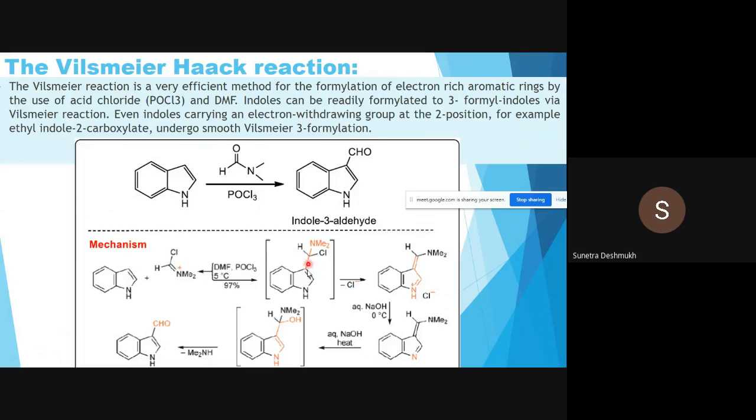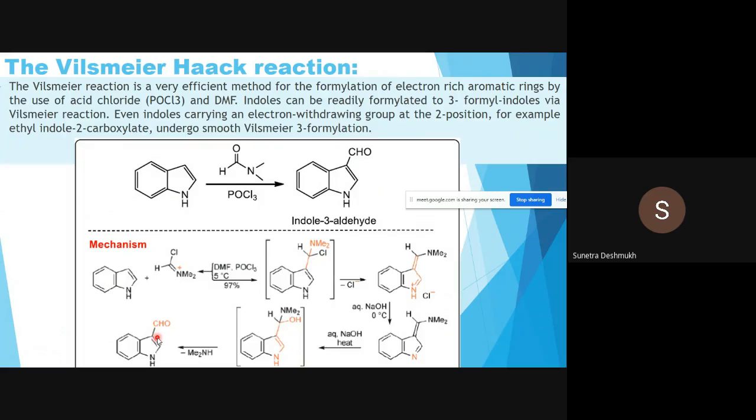Once we have generated the carbon single bond, we can do further elimination or addition reaction. The mechanism is explained over here, how the carbon-carbon double bond is forming. Then we have to do the hydrolysis, and the hydrolysis gives this CHO. So for the mechanism, first you have to write down the synthesis of the Vilsmeier-Haack reagent, the preparation of this reagent, and then you have to react this reagent with nucleophilic indole in this way, finally to get this aldehyde group at the third position.